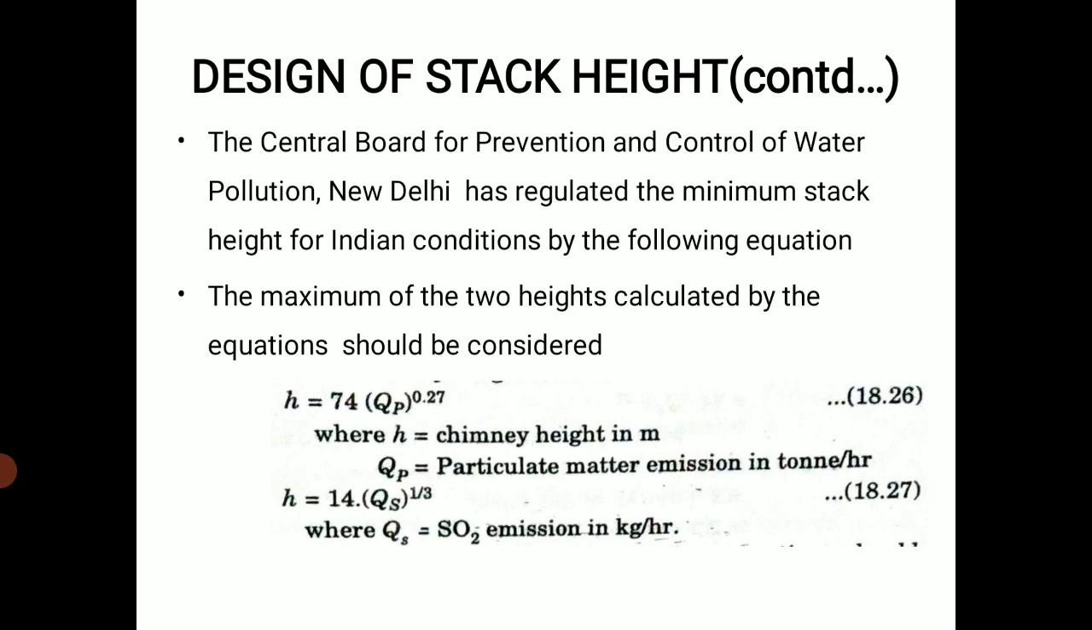So basically, besides all the other pollutants, particulate matter and sulfur dioxide emissions are given due importance. Why? Because in the majority of industries, the emission rate of sulfur dioxide and particulate matter is much more compared to all the other pollutants. That is why the central board has used the particulate emission rate and the sulfur dioxide emission rate in their empirical equations. So calculate the height based on these two formulas and then adopt the maximum value.